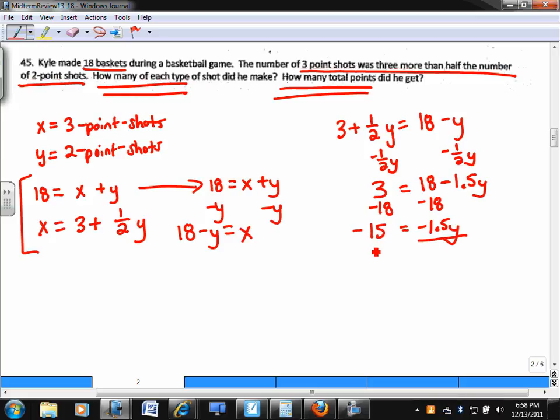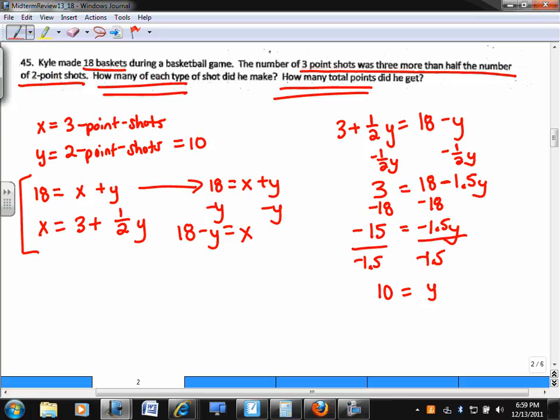I need to divide both sides by negative 1.5, since that's my coefficient of y. And I want to get y by itself. So I have y equals, well, how many times does negative 1.5 go into negative 15? It goes in there 10 times. So that tells me that Kyle made 10 two-point shots. So we have the number of two-point shots is equal to 10.